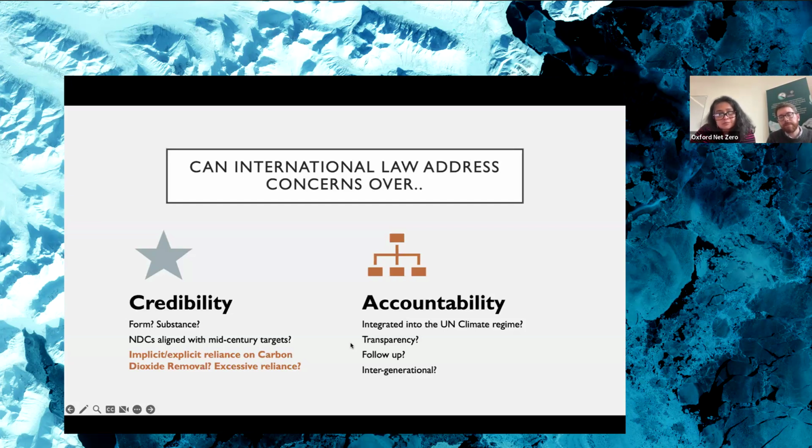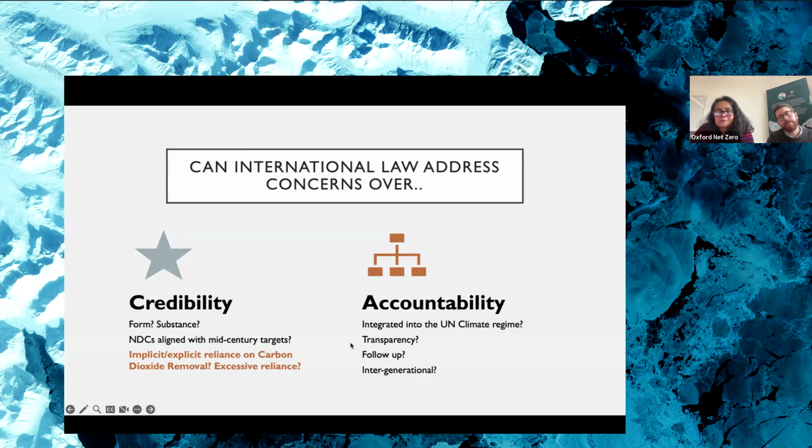There are also several accountability issues that arise in this context. For instance, to what extent are these net zero targets actually integrated into the UN climate change regime, and to what extent is there any accountability for delivering on these net zero targets? What kind of transparency is required in relation to these net zero targets? What kind of follow-up is required?